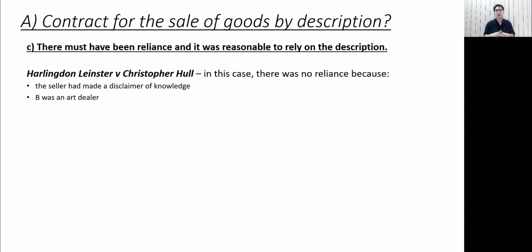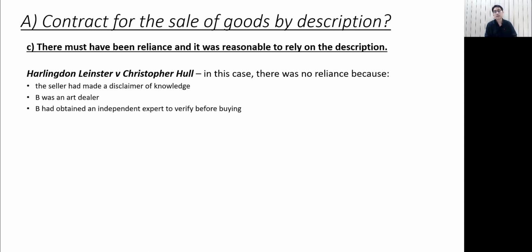It is not reasonable for the buyer who knows more to still rely on the seller who says that he doesn't know anything. Not reasonable to rely. And that was why Section 13, description, was not made out in this case of Harlington. Whereas in contrast to our current question, you were explicitly told that Zhang is not an art dealer. So for the fact that this was mentioned specifically, you must pick that up and use that in your answer, distinguishing from the case of Harlington.